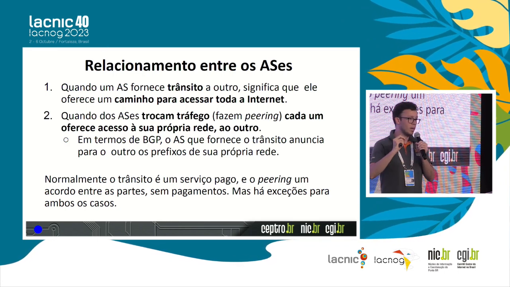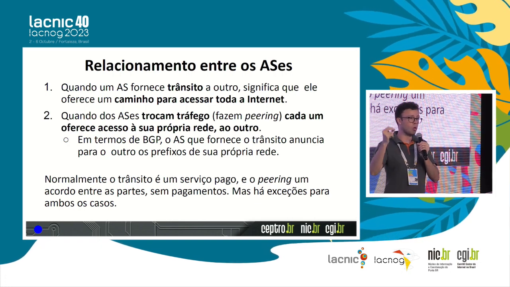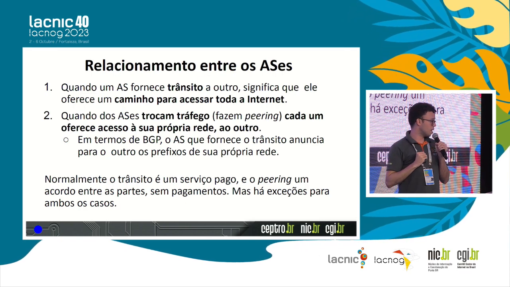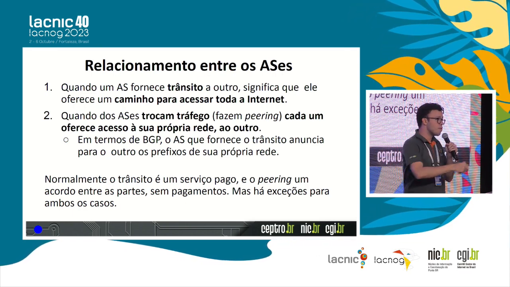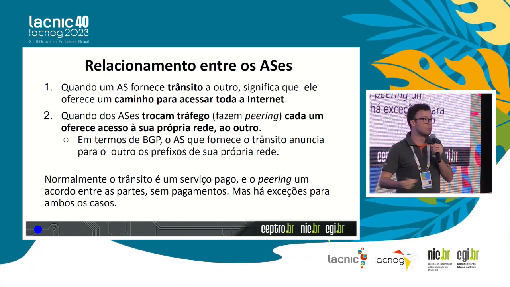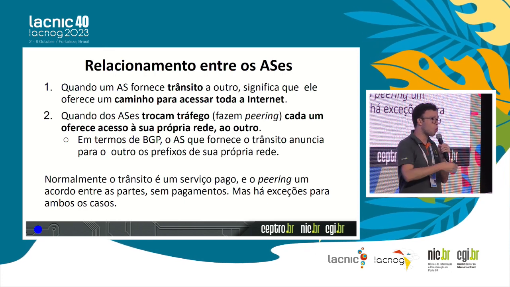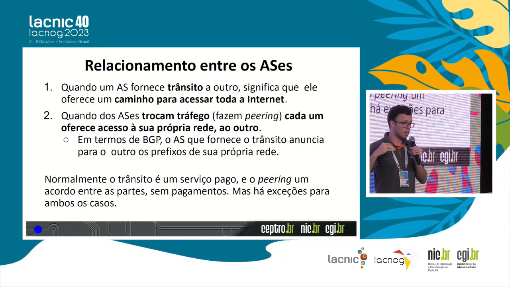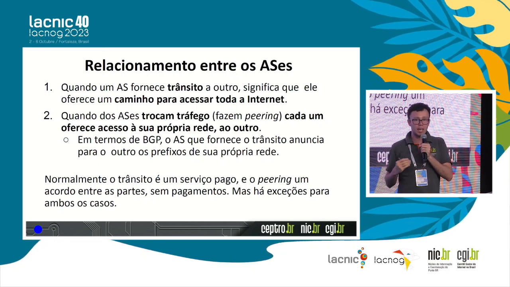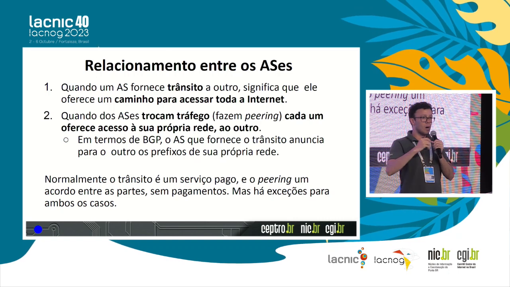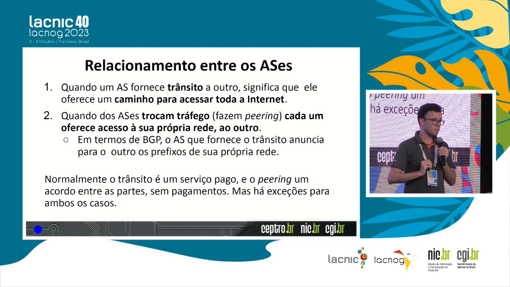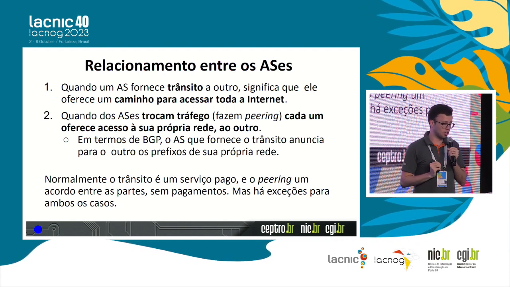The first is transit. This is when an AS is connected with another AS through transit. It means that it provides a path to access the entire internet. So they can connect to all the other networks in the internet and all the other autonomous systems. So this is to provide transit, in other words, a path to be able to reach a given type of content that they wish to access.